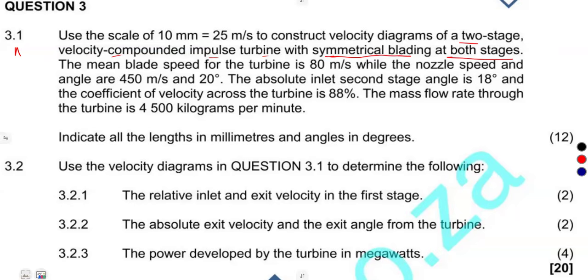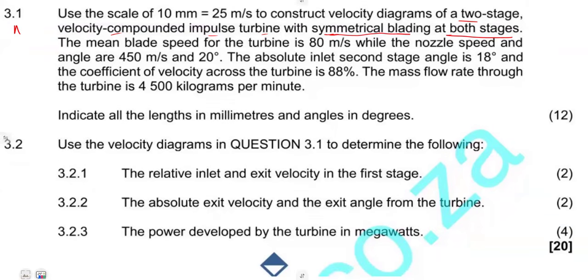So we dealt with a similar question like this where there is symmetrical blading and that is affecting both stages in this case. So here, according to the information that we are given, using this scale, divide by 10. So it means our scale is going to be 1 millimeter representing 25 divided by 10, that's 2.5 meters per second.